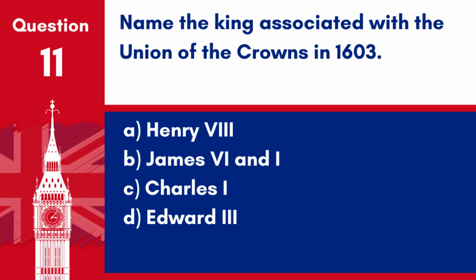Question 11. Name the king associated with the Union of the Crowns in 1603. A. Henry VIII. B. James VI and I. C. Charles I. D. Edward III. Answer B. James VI and I. James VI of Scotland also became James I of England in 1603, marking the union of the crowns.